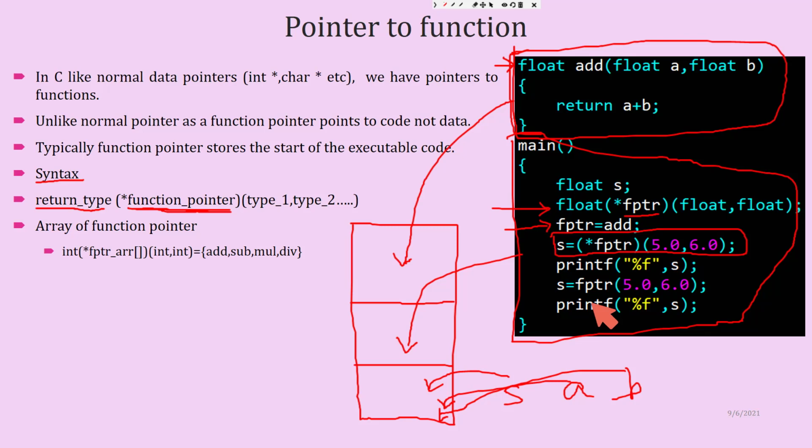So the result is printed. This one is another method. This is similar to the function call using function name. Function call using function name. This is same, fptr(5.0, 6.0). It is same as add(5.0, 6.0).